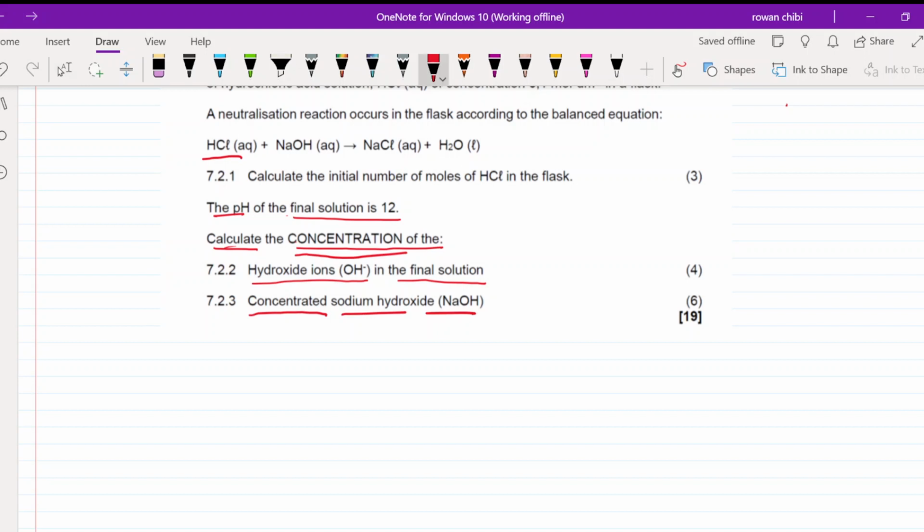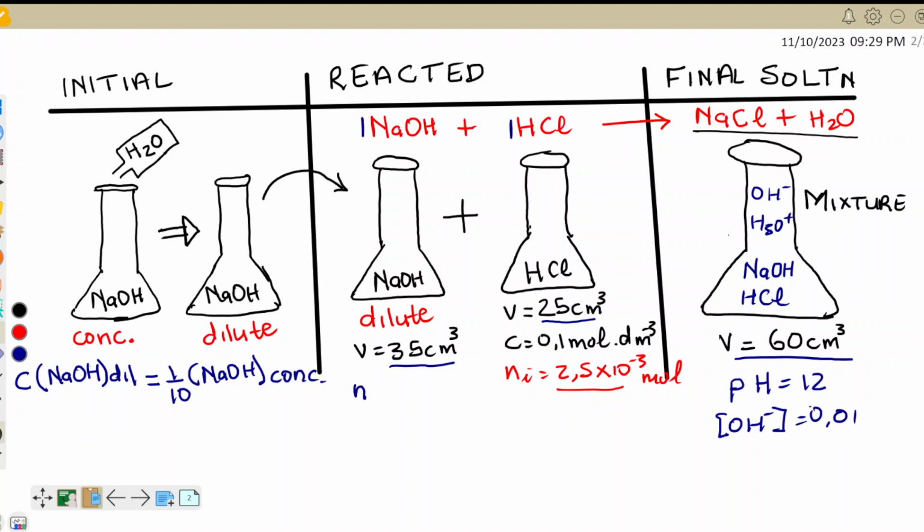Now, where is the concentrated sodium hydroxide? Remember, this one is the concentrated sodium hydroxide. All along we've been dealing with the dilute, so now we want the concentration of this one. Remember the relationship between the concentrated sodium hydroxide and the dilute sodium hydroxide. We said the dilute sodium hydroxide concentration is 1/10 that of the concentrated sodium hydroxide.